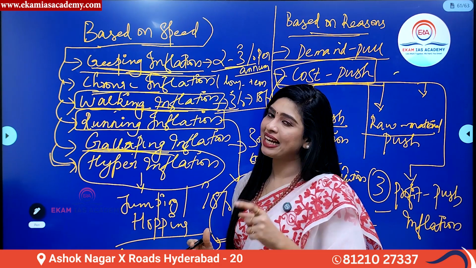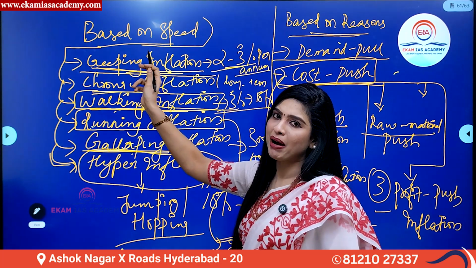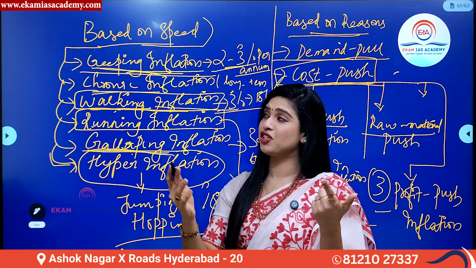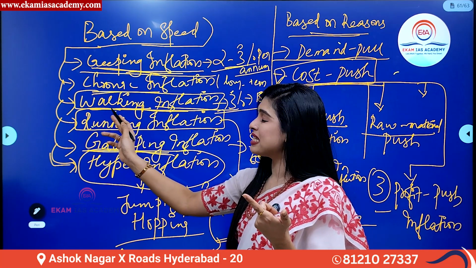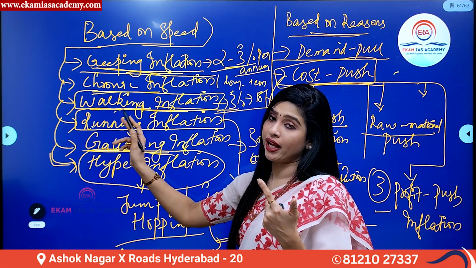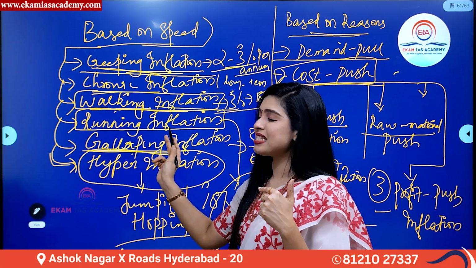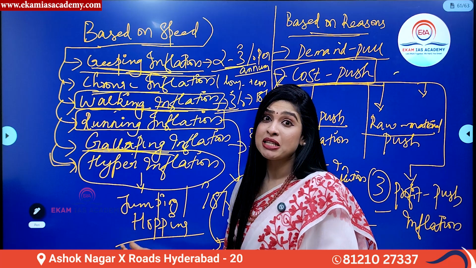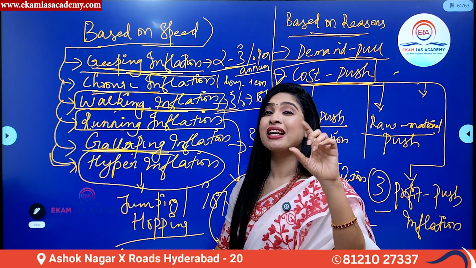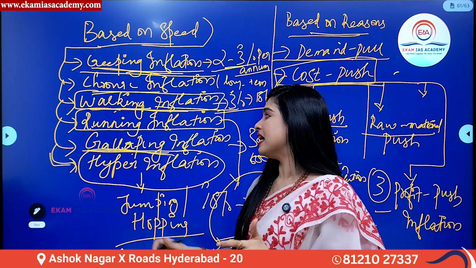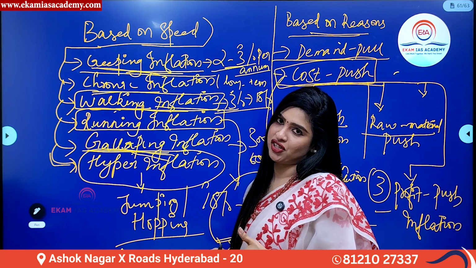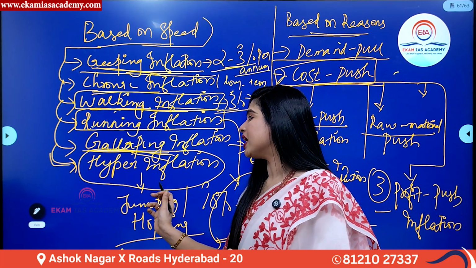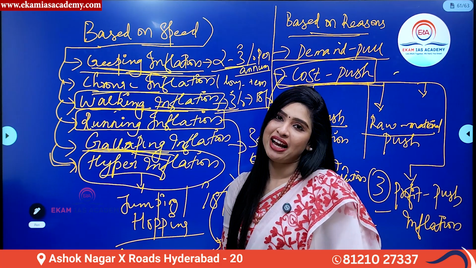To sum up, once again: creeping is low or mild or manageable inflation, price rise between 2 to 3%. Chronic is long term. Price rise between 3 to 10% is walking. More than 10 to 20% is running inflation. More than 20%, 300, 400, 500% or up to 1000% per annum, calculated yearly, is called galloping inflation. And when it is more than 1000%, it becomes uncontrollable, and that is called hyper or extreme form of inflation.